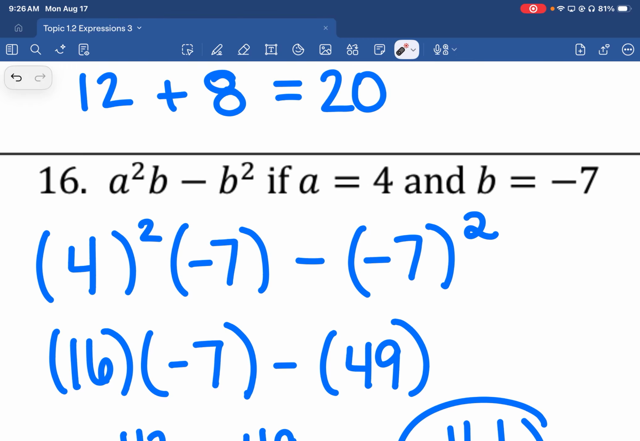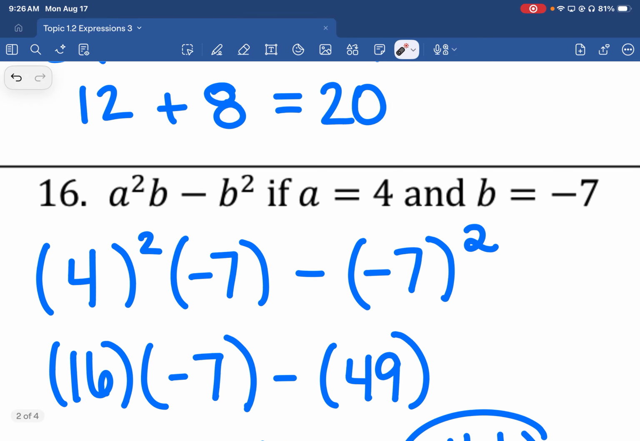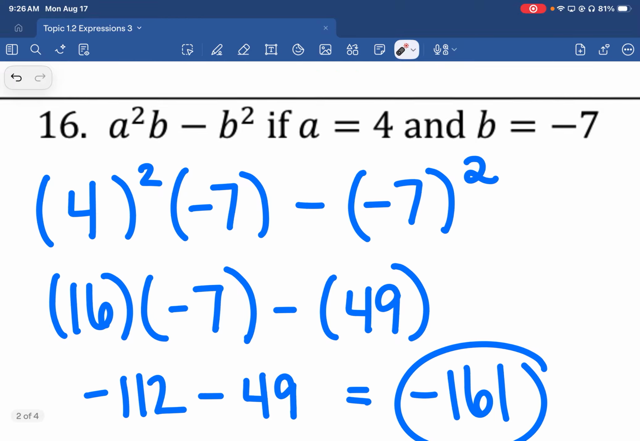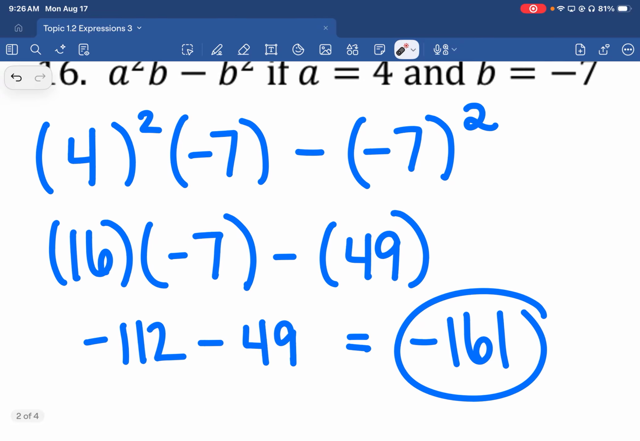Then we multiply 16 times negative 7 to get, give me just a second, negative 112. Then we have to subtract 49 from that. It's negative and it's going more negative. And that is where we get negative 161. Yep. Alex, you see what happened? Was it right here? Did you add that instead? Okay, so we have to watch our signs when we do this.